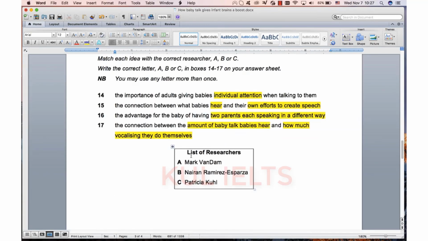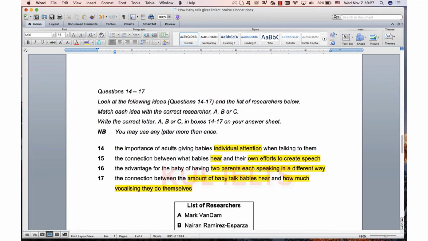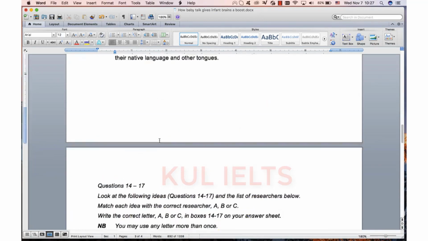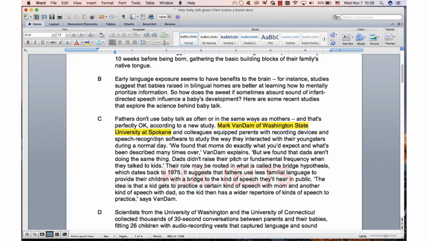Great. Then you want to read these very carefully. Try and get these to stick in your mind. Individual attention. What babies hear. Own efforts to create speech. Two parents speaking a different way. Amount of baby talk. How much vocalizing they do themselves. So we're not going to be really looking in description of the study. We're going to be looking at what they say, what they think.